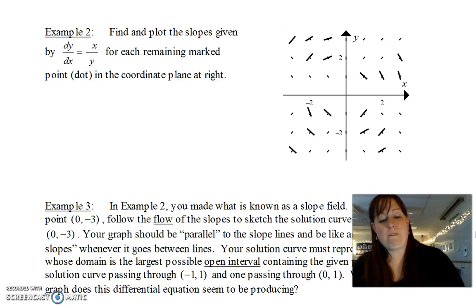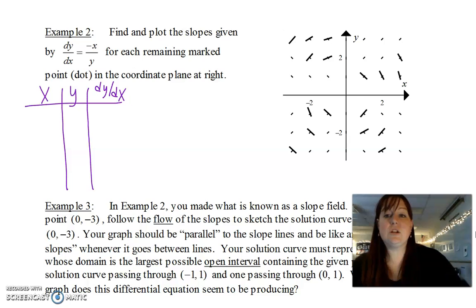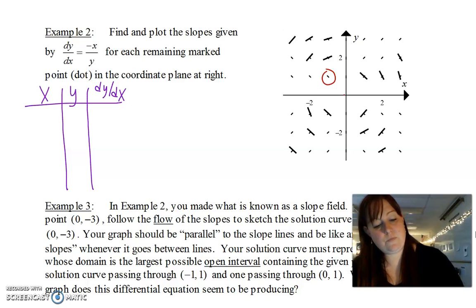So what I like to do is make a little table. Okay, x, y, and then this is going to be dy dx. I start by looking at the different points that I need to plot and finding out what their slope is. So the first point I have here is this one right here. It's at negative 1, 1. And so what is the slope at that point? Well, if I put negative x over y, negative 1 over 1, I would just get 1. So the slope at that point is 1.